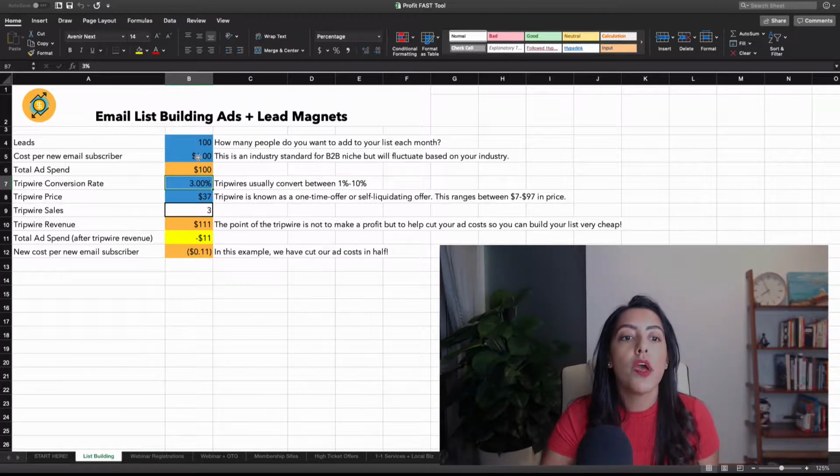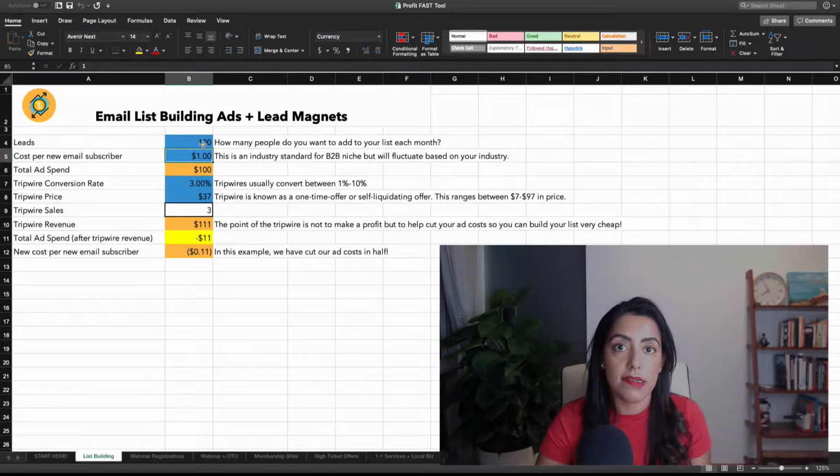All right. So you just want to plug your numbers into the blue boxes. All right. Do not change the numbers in the orange boxes or the white boxes. That's where the dynamic formulas are.